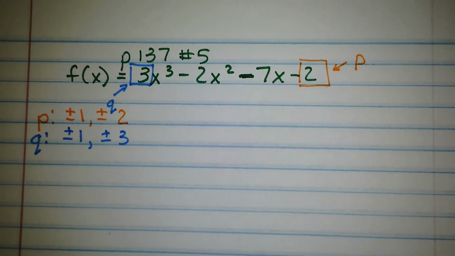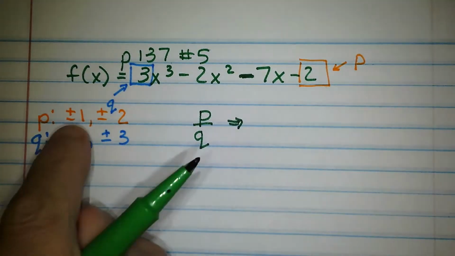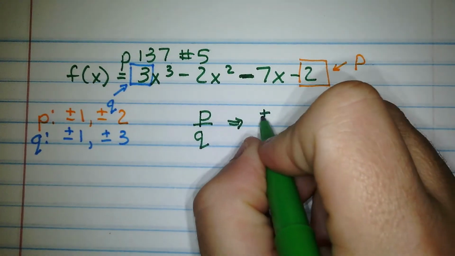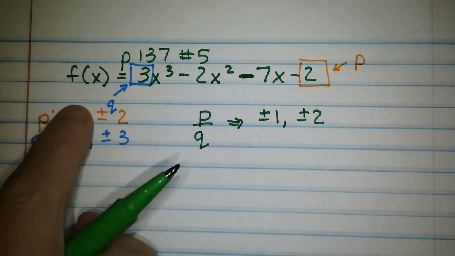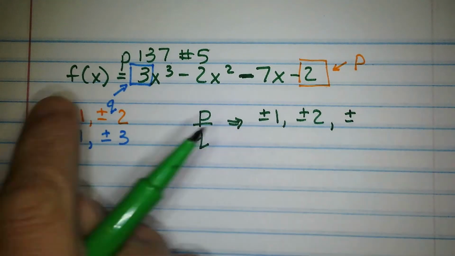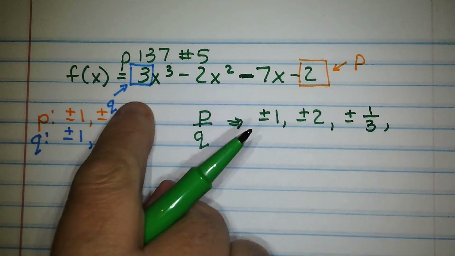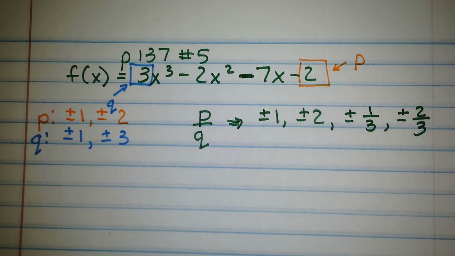So when we go to write our p over q ratio in order to do the possibilities, this is going to be super small. We're going to take our 1 and 2 and put it over 1, which means that you're just going to get plus or minus 1, plus or minus 2. That's from these two over 1. And then we're going to take these two and put them both over 3. So we'll have plus or minus 1/3 and plus or minus 2/3. Those are all of the options.